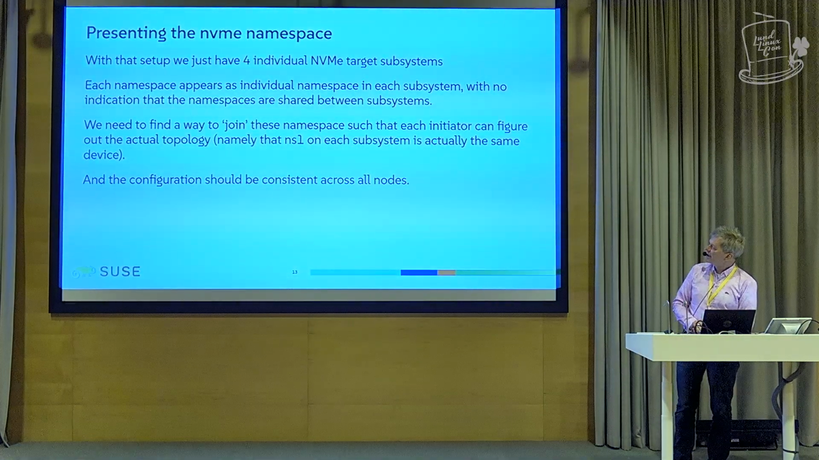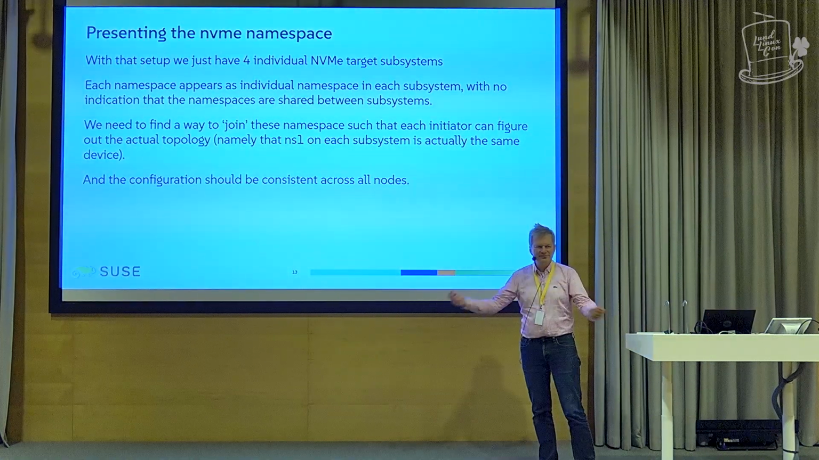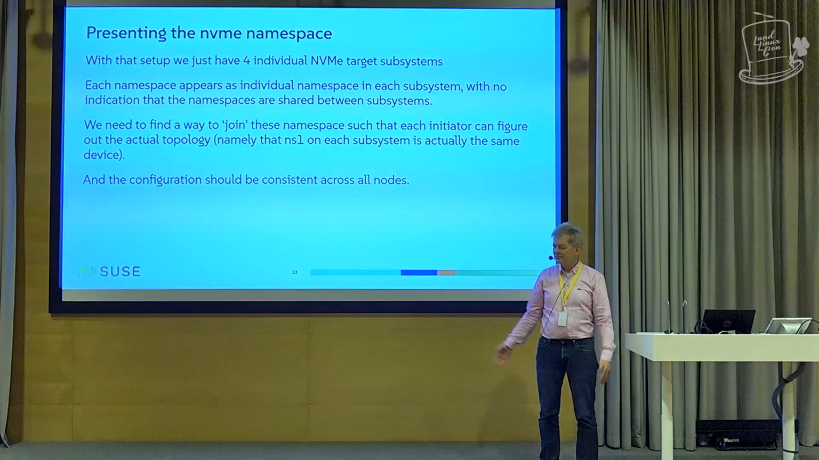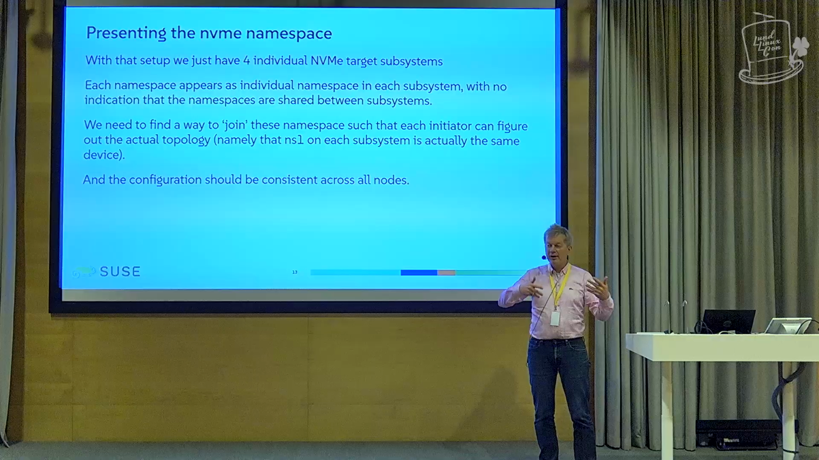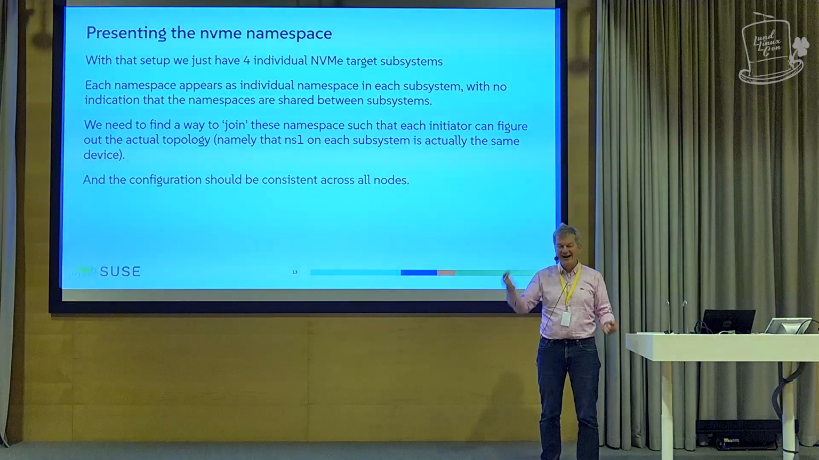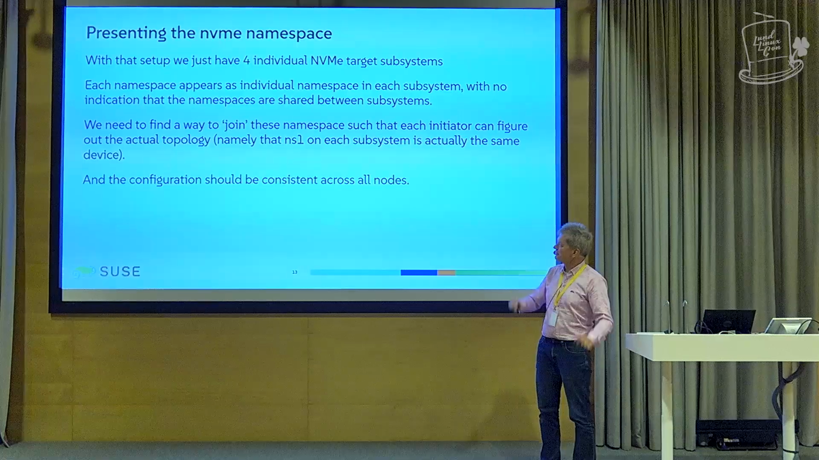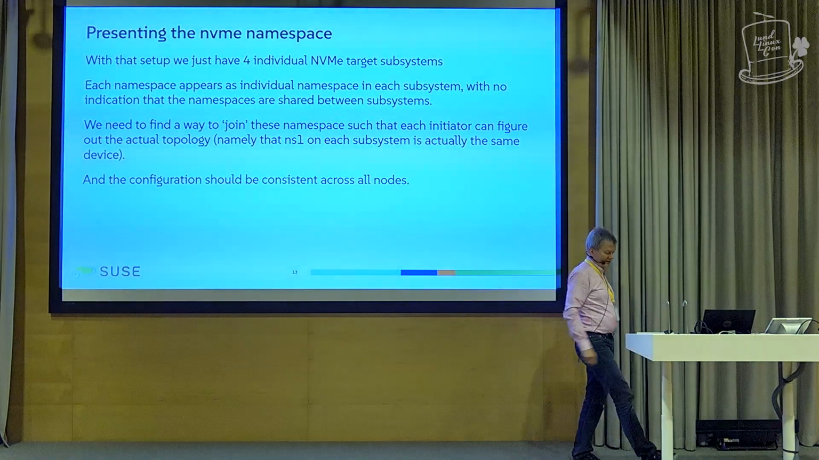So we have namespaces and everything now. But we really want to make them appear just like a single subsystem, and so we have to match them all up. And by the way, these four namespaces are actually just one, the same namespace. And of course, there's a configuration, and that all needs to be distributed across the cluster.